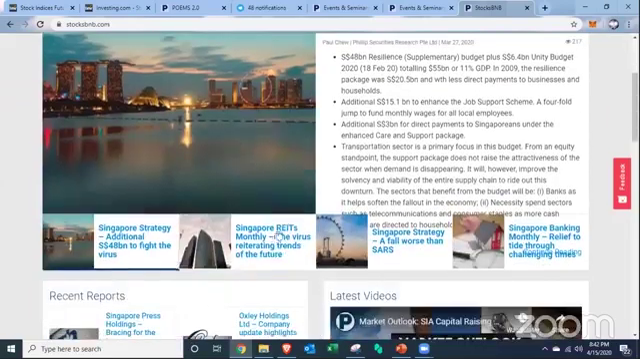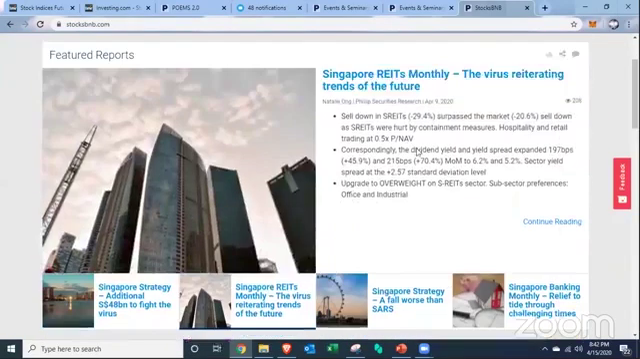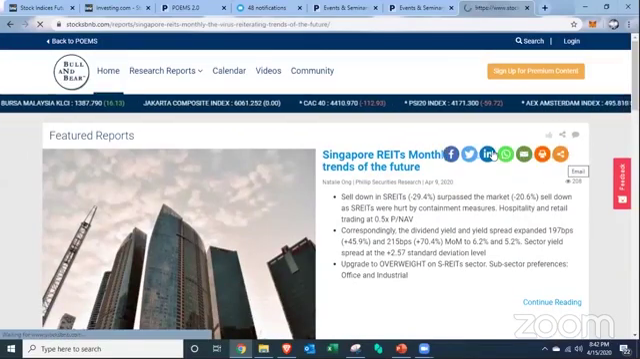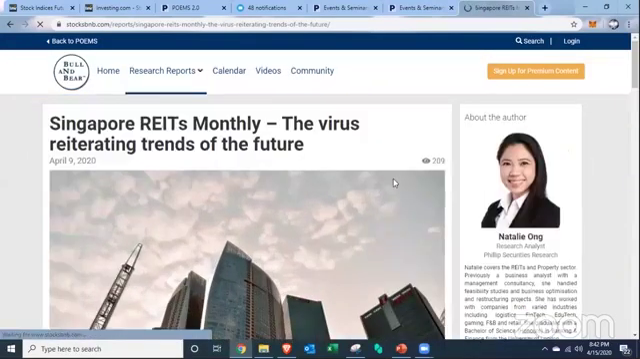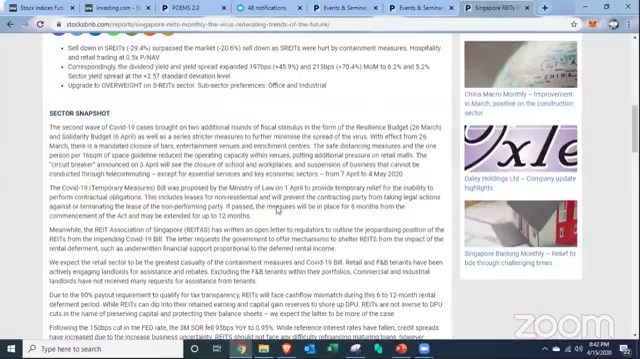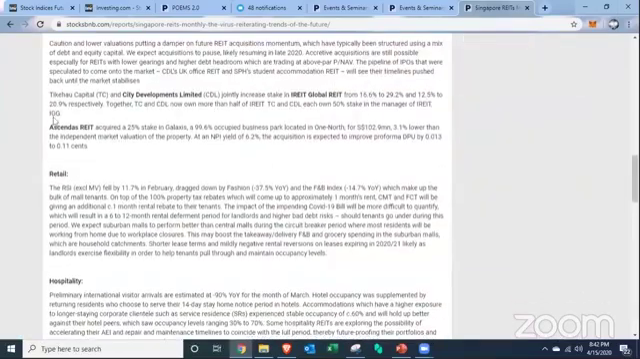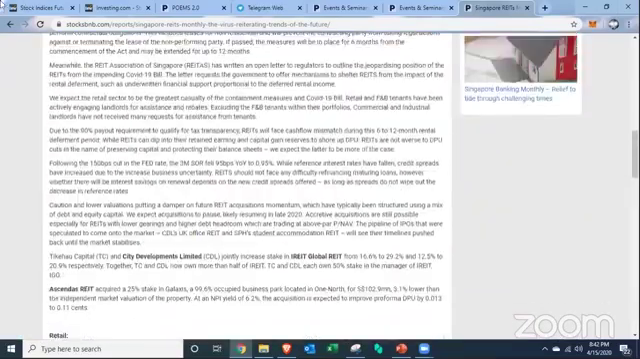Let's say I'm interested in what is happening in the REITs market. I just come over here. I can read up the latest reports by our analysts. They'll share what is happening in the overall market. I can also look out for what I should consider entering or exiting.